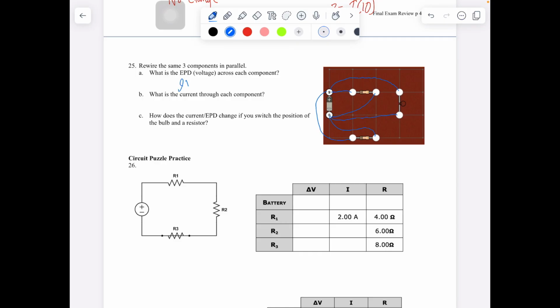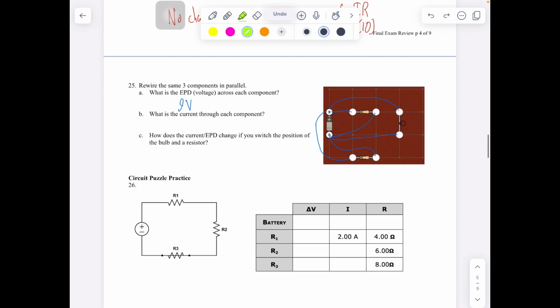This is, again, using the loop rule. For any one loop, you must drop all of your voltage. You could draw in a loop. That does not show up very well. Let's just do, right. If we go this way, this is one loop. This is also a loop. And this is a loop. You must drop all your voltage from the battery.